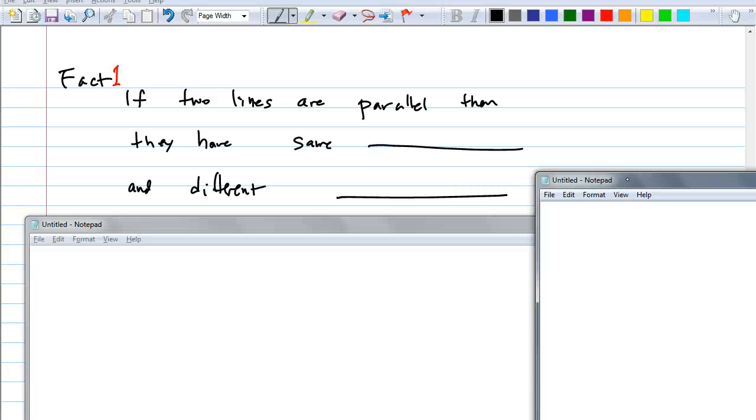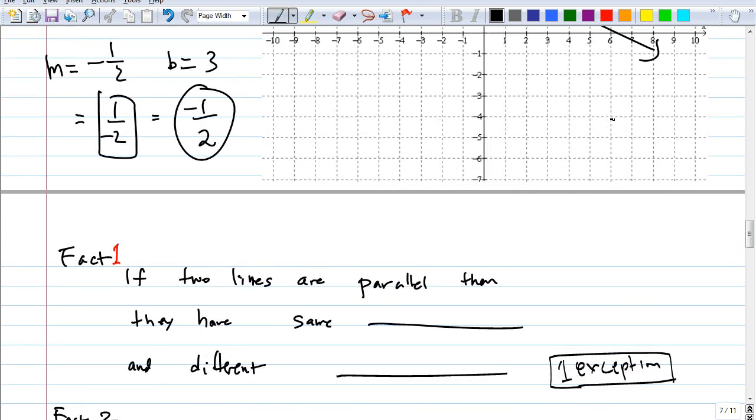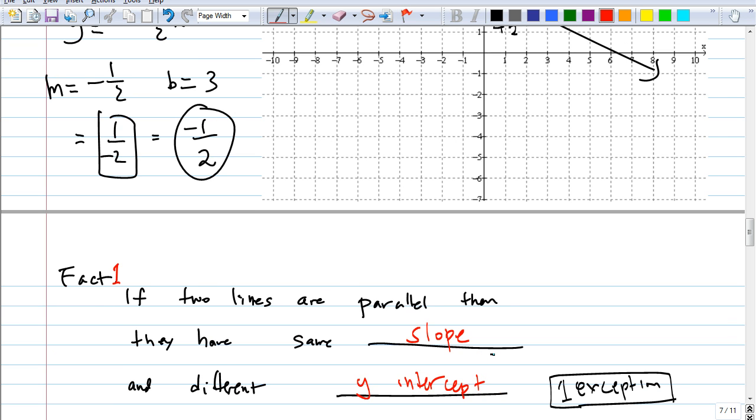So if the two lines never intersect, guess what? What do you think about their, they have to have the same something. Jimin? Same slope is correct. But they have to have different what? What goes in there? Y-intercept is correct. So let me write this. If the two lines are parallel, they have to have the same slope. Write this down. This is fact 1. And they have to have a different y-intercept. What about x-intercept? Wait, no. Yeah, x-intercept doesn't matter. They have to have a different y-intercept.